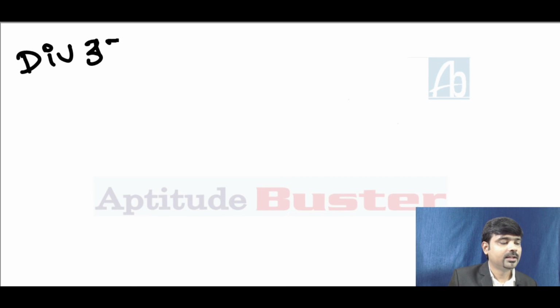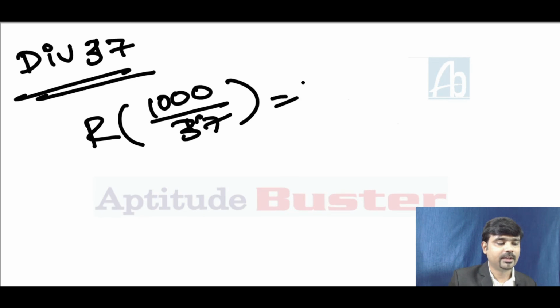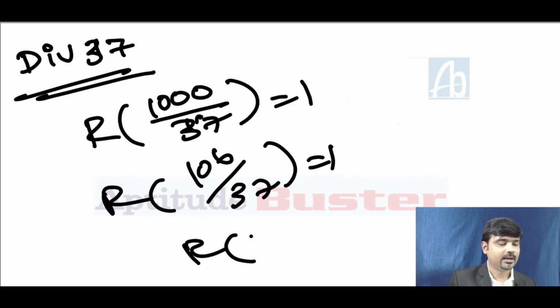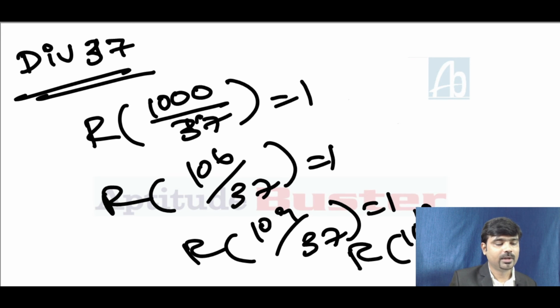Divisibility rule for 37. It's very simple. 1000 divided by 37, the remainder is 1. 10 power 6 divided by 37, the remainder is 1. 10 power 9 divided by 37, the remainder is 1. 10 power 12 divided by 37, the remainder is 1. From this you can understand clearly the difference between 7, 13 and 37.